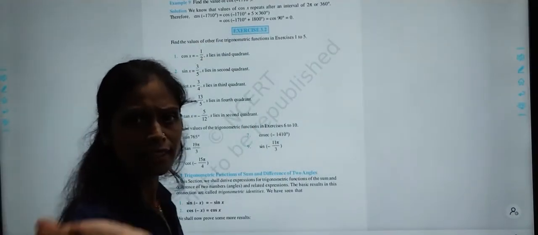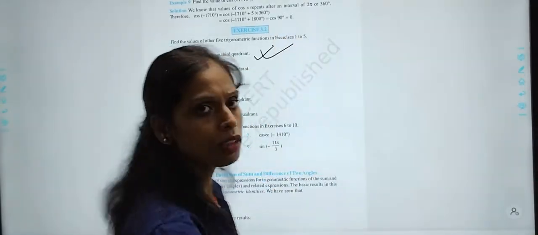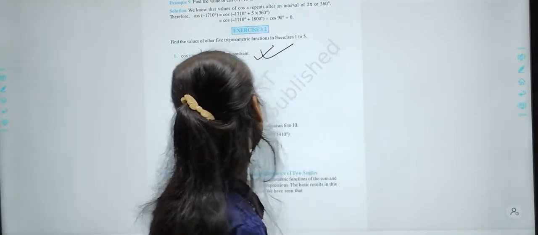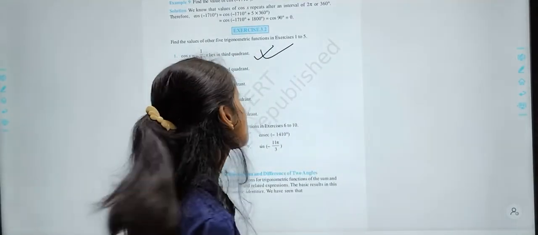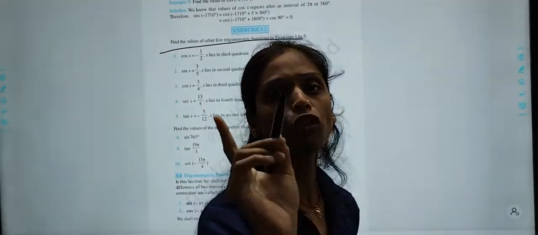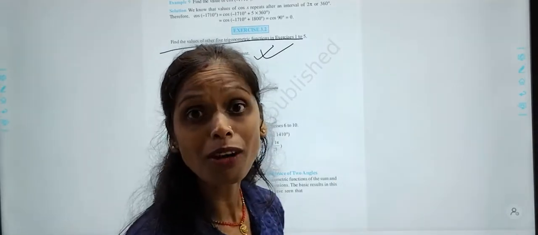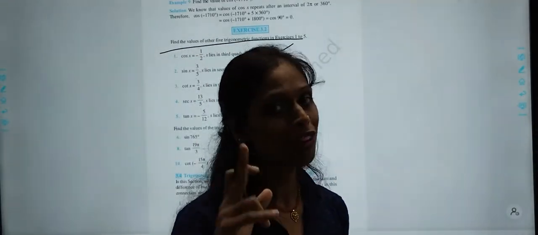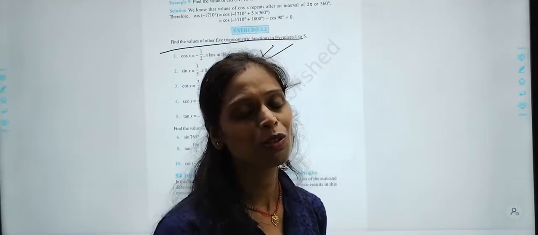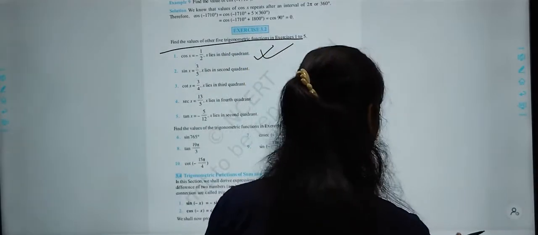Okay, then let's start and come on screen and discuss question number one. Cos x is equal to minus 1 by 2. X lies in the third quadrant, and you have to find every trigonometrical function. Let's come to the screen and solve it, and I think you will now be able to solve every question in one second.